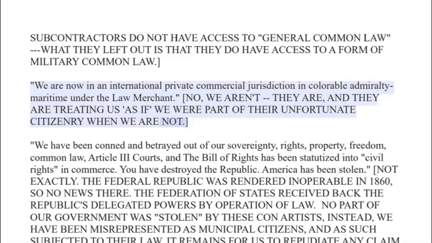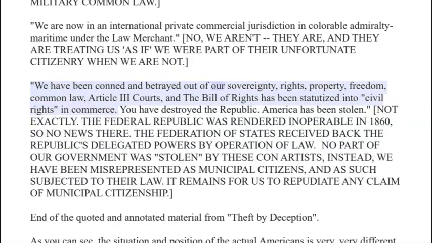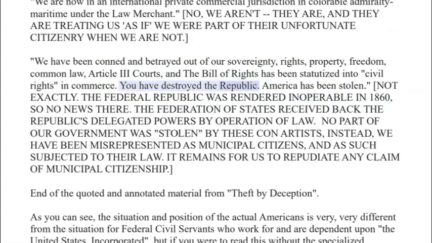We have been conned and betrayed out of our sovereignty, rights, property, freedom, common law, Article 3 courts, and the Bill of Rights has been statutized into civil rights in commerce. You have destroyed the Republic. America has been stolen. Not exactly.